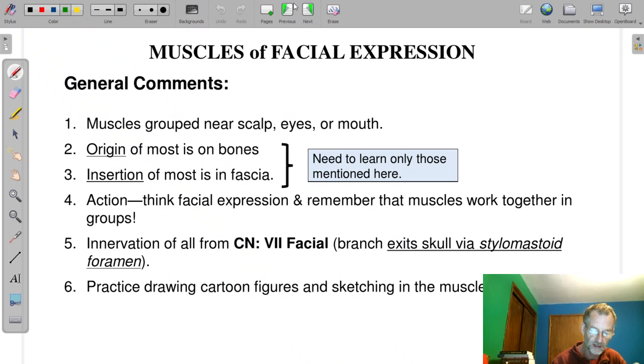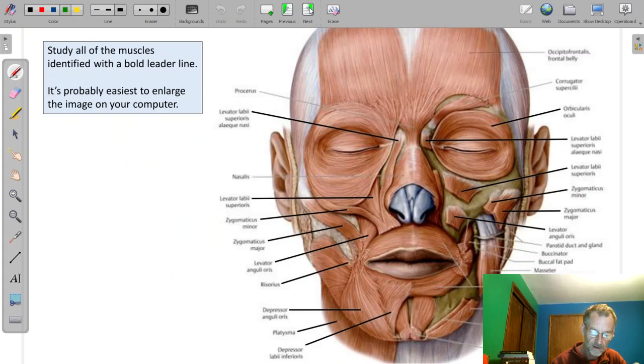So you have that list in front of you. Keep that. Here is a pretty good figure. It's out of a different text. Study the blue box. It says study all of the muscles identified with a bold leader line. So these are the bold leader lines, the darker black ones, marking in red. Those are the muscles that you need to identify. It's on your list.